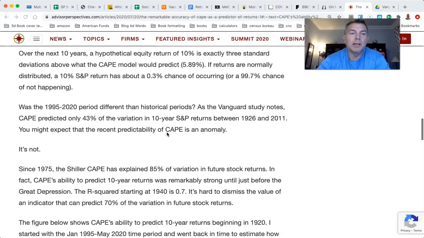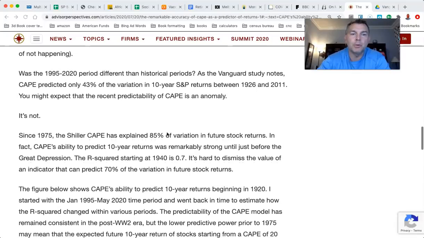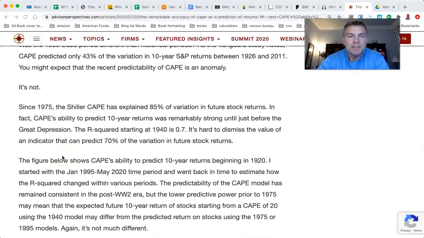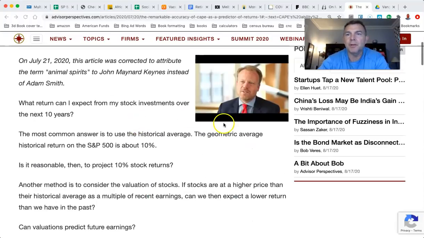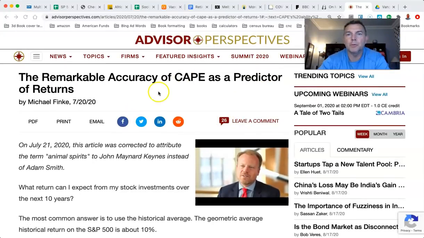All right, well, was the 1995 to 2020 period different than historical? It's not. Since 1975, the Shiller CAPE has explained 85% of the variation in future stock returns. In fact, the CAPE's ability to predict 10-year returns was remarkably strong until just before the Great Depression. All right, so he talks about that. So we're going to stop that for a second. I want to show you this other article, which can blow the lid off this.